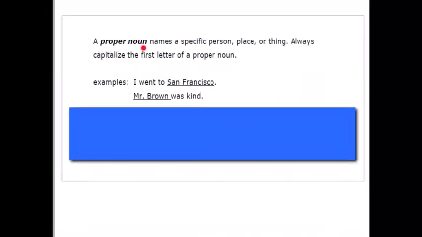A proper noun. This is the name of a specific person, place, or thing. It always has a capital letter at the start of a proper noun. The first two examples. I went to San Francisco. San Francisco is the name of a place, a specific place, so it needs capital letters. Mr. Brown was kind. Mr. Brown is our proper noun. It's the name of a person, so it needs capital letters.